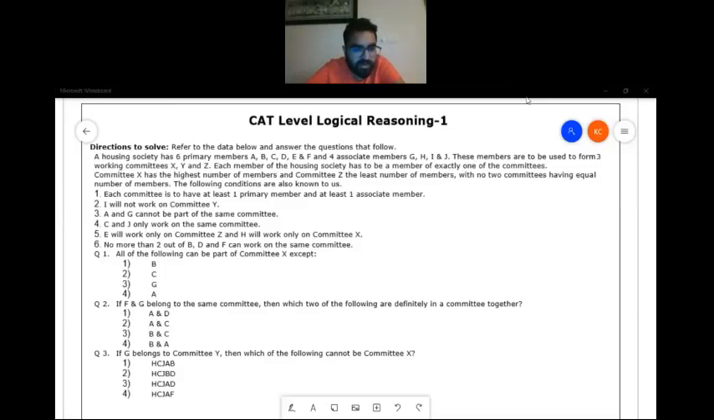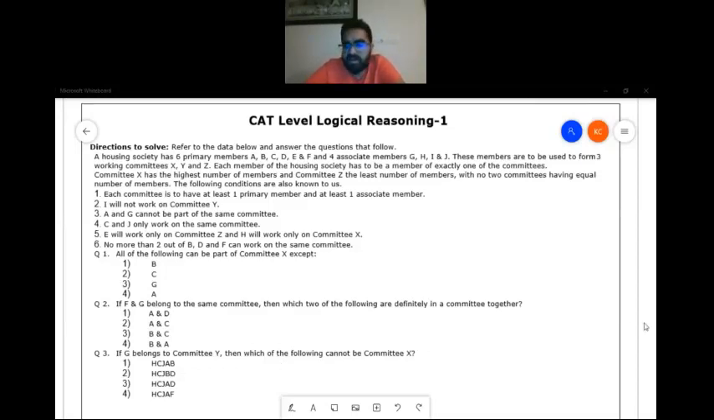Three, two, two. All of the following can be part of X except, okay, B can be there, C can be there, and G cannot be there, yes. If F and G belong to same committee, then which of the following are definitely in the committee together? A, C. Yes, second one. G belongs to Y. Then which of the following cannot be in committee X? H, J, C, A, H, and T. Okay, looks fine.